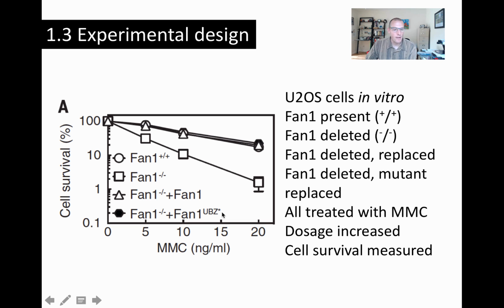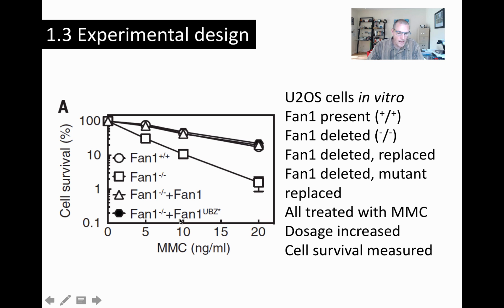Now, if we put in this FAN1 UBZ star instead of just normal FAN1, what happens then? So that's the kind of black filled in hexagons. Now you can't see it, but they're buried behind here. They run very close to this one here. So when you put that mutant in, you get the same kind of sensitivity to the drug as you do if you just don't have the gene at all. So this version of the gene doesn't help you rescue the phenotype of the sensitivity to mitomycin C, because we still see the sensitivity here.